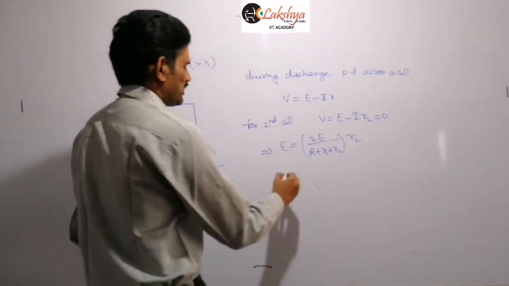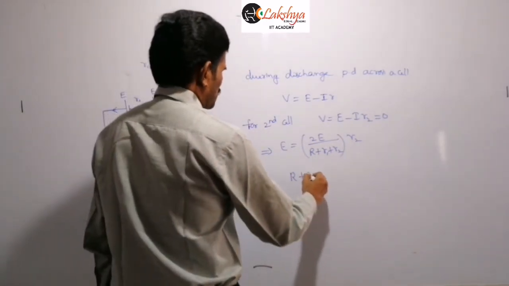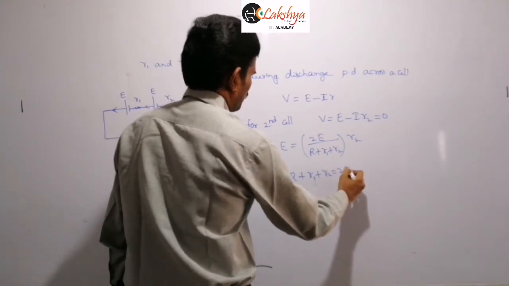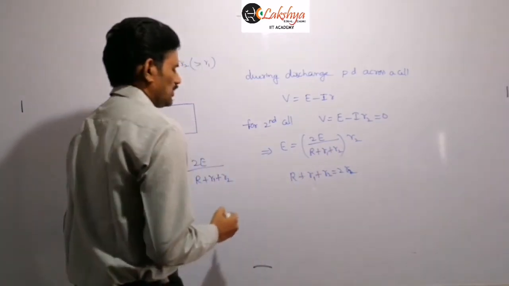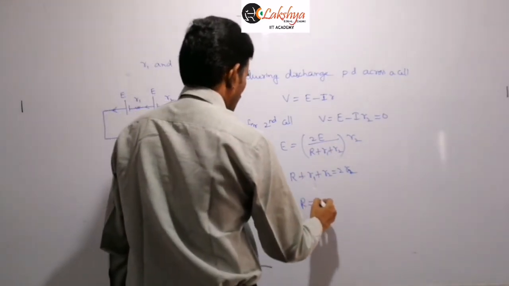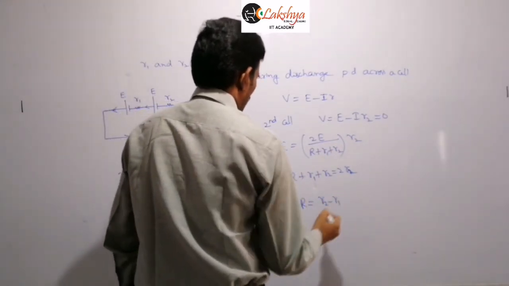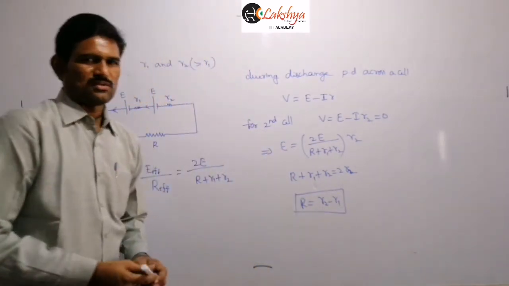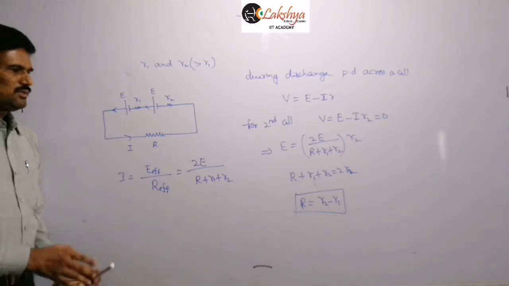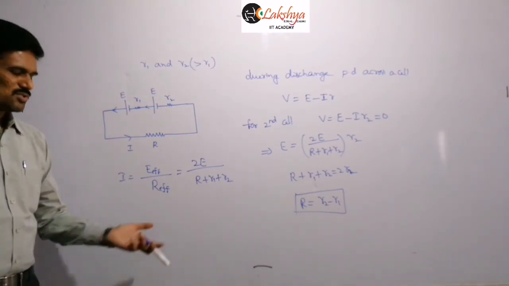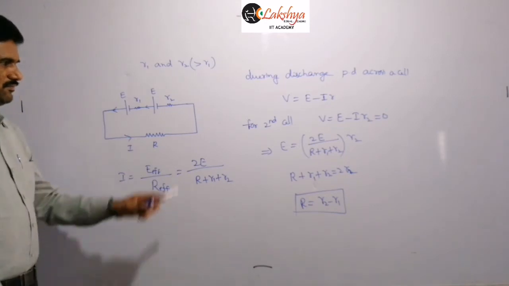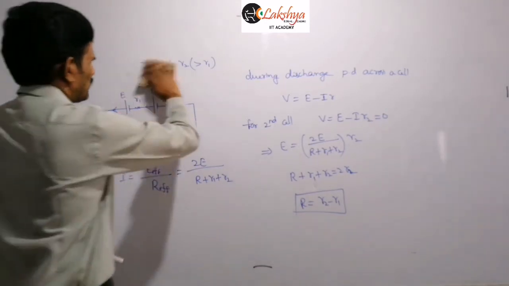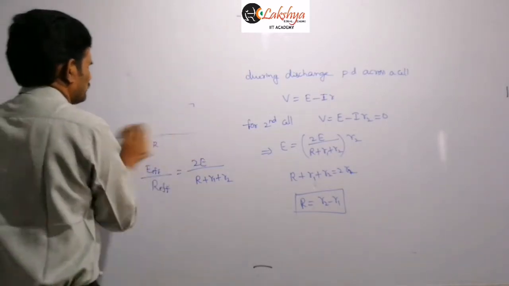And we can cancel the E and cross multiply that. So R plus R1 plus R2 is equal to 2R2, right? And so therefore this R is equal to R2 minus R1. So that is nothing but our required resistance value here. It is the difference of the internal resistances of those two cells. So that means if you are connecting such an external resistance, then the potential difference across the cell will become 0, right? So next, go to the next problem here.